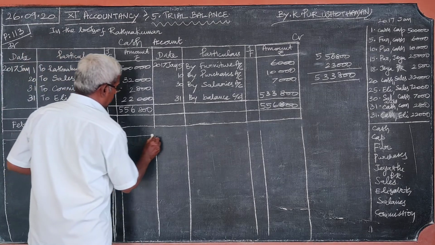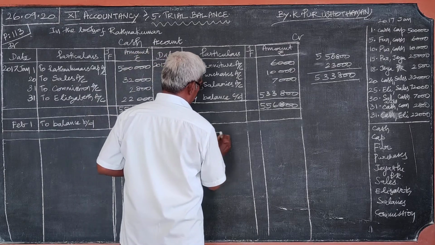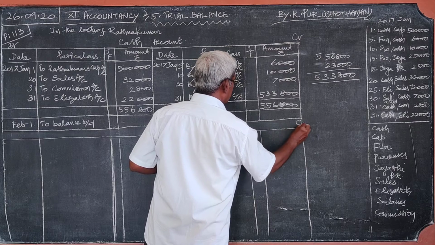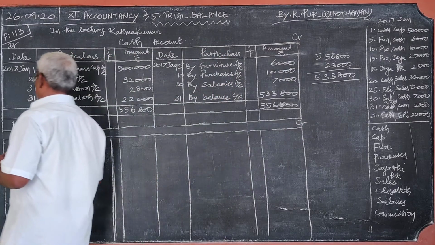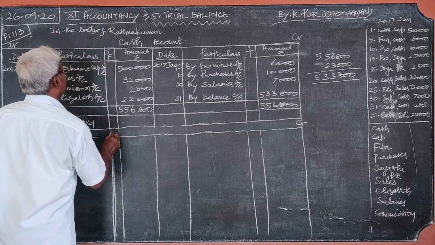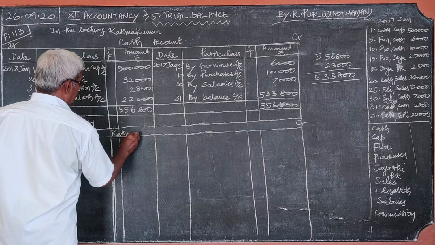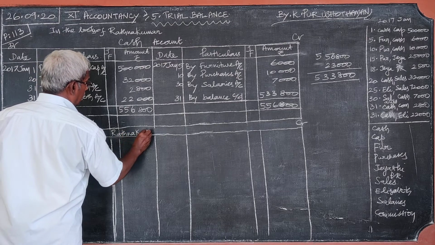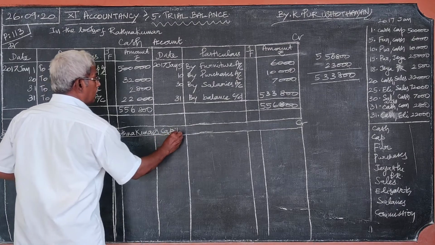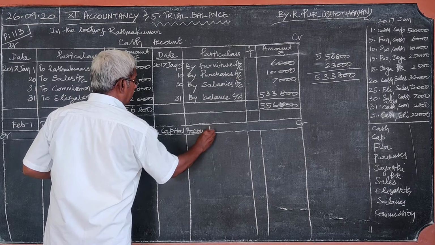For want of space, I am not going to write the heading, that is the date, particulars, etc. for all the ledgers. The next ledger account is capital account, Ratna Kumar's capital account.